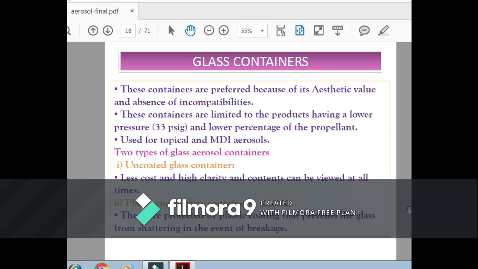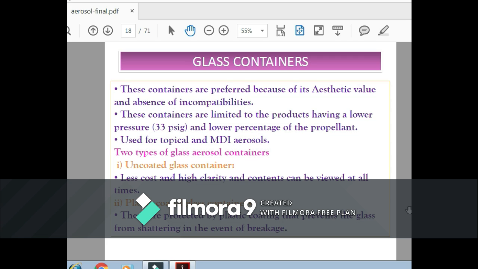Then glass containers are used for topical types of aerosols as well as metered dose aerosols. This kind of glass container generally has two types: uncoated glass containers as well as coated glass containers. Uncoated glass containers means the inner side of that container is not coated, so that is called uncoated.